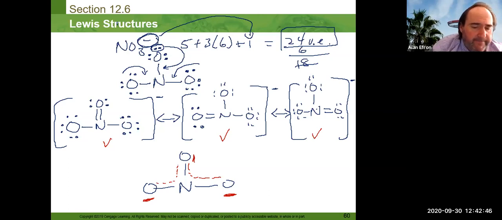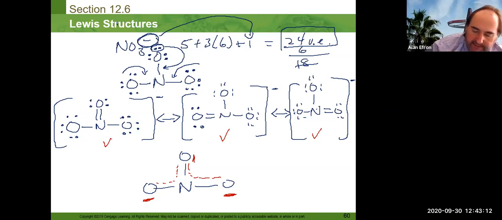And again, if you were asked just to draw the Lewis structure, you could have drawn any one of those 3 structures. If you were asked to draw all the resonance structures, you should lay out all 3 of those structures right there. Question on how to draw Lewis structures in general here, or the resonance structures that we're talking about.